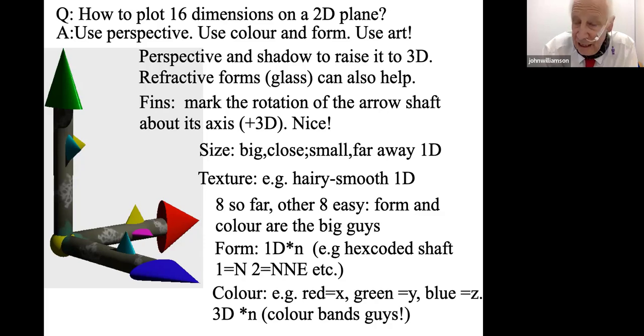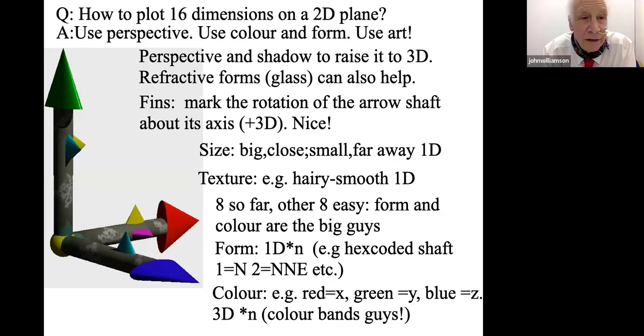So how do you plot a 16 degree of freedom thing on a 2D plane? Well, for one thing, you can use perspective, you can use color, you can use form, you can use art. You can use perspective and shadow to raise yourself to 3D. Refractive forms can help to show what you're taking things around. This particular thing has fins. Now, the fins mark the rotation of the arrow shaft. And if you look at the yellow fins and the cyan fins, they denote a planar object, a bivector object.